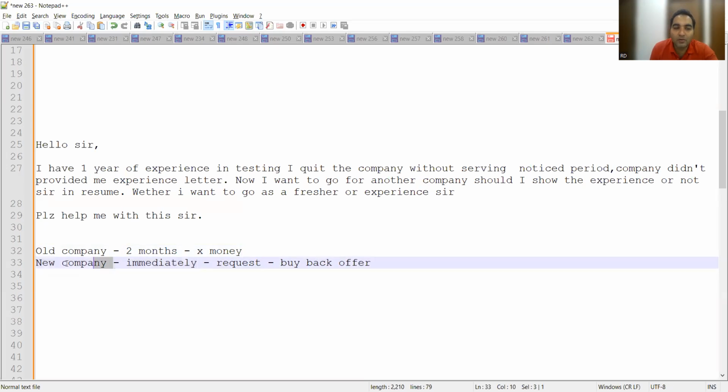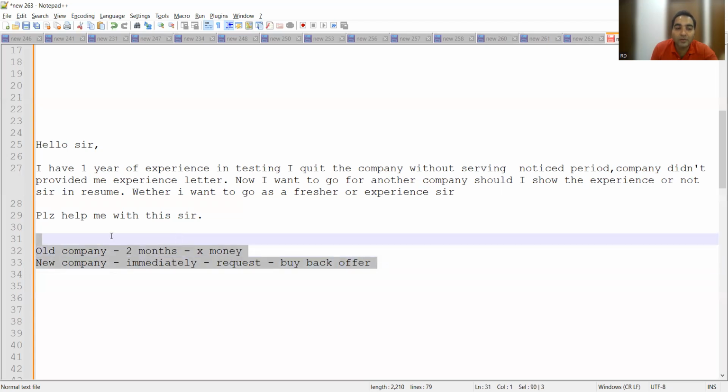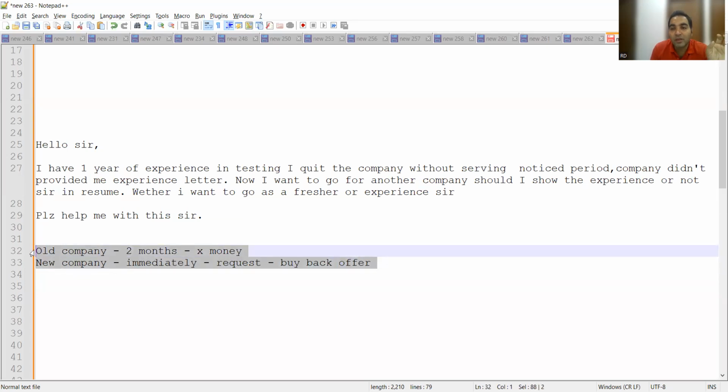It depends on how your interview went there. Are they okay to have you with such kinds of offers? And it also depends on how you are negotiating with the old company. How is your relationship with the old company's HRs, hiring managers, your team leads, your managers, right? Such things will play a vital role here.